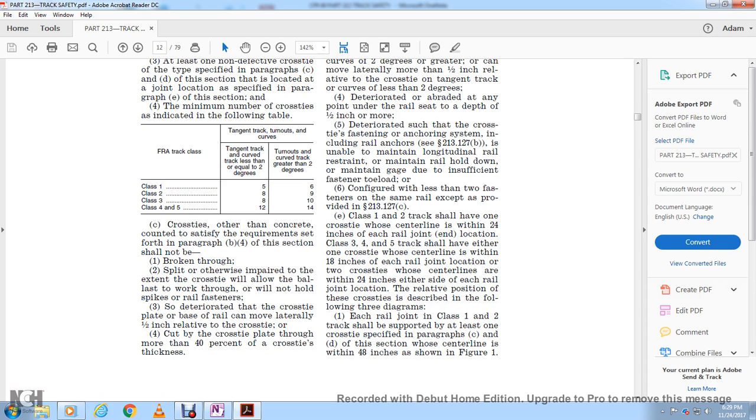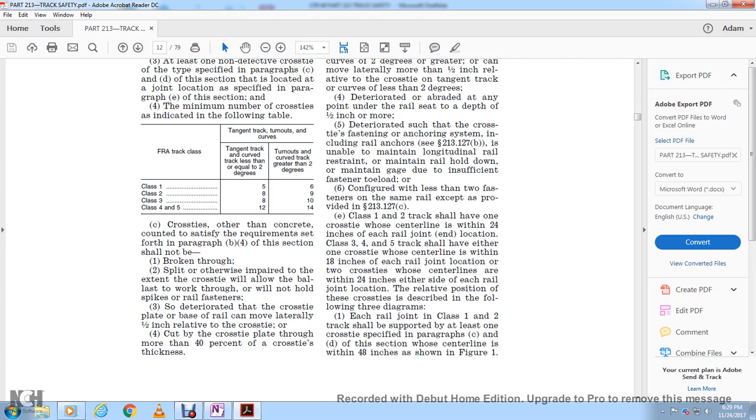Class 1 and 2 tracks shall have one cross tie whose center line is within 24 inches of each rail end at location 1. Class 3, 4, and 5 tracks shall have one cross tie whose center line is within 18 inches of each rail joint. At location 2, cross tie center lines are within 24 inches on either side of each rail joint location. The relative positions of the cross ties are described in the following three diagrams.